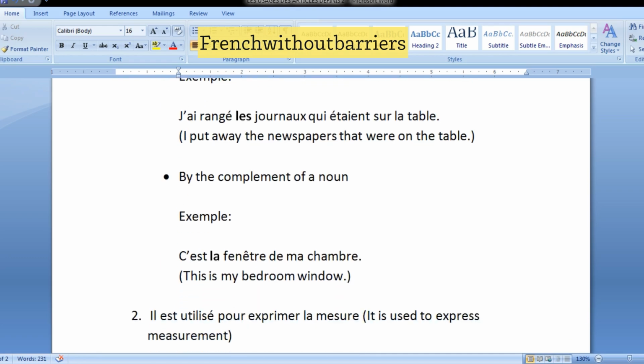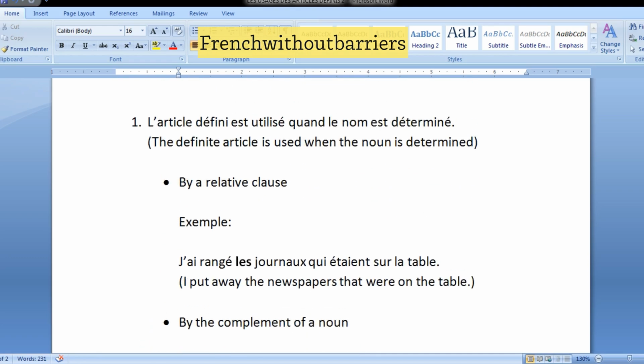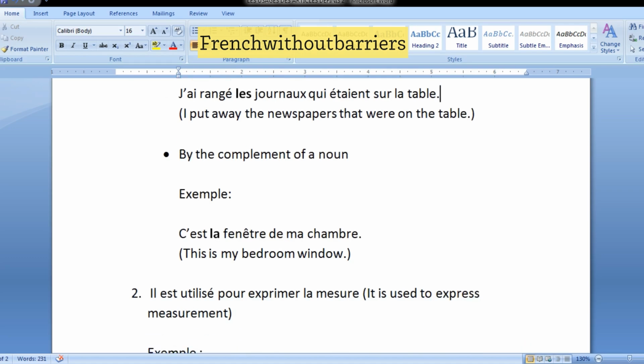Now moving forward, a noun can also be determined by a complement. Okay, let's see an example to understand better. C'est la fenêtre de ma chambre. Now guys, this is my bedroom window. It is a particular window that we are talking about here. It is the window of my bedroom, and that is why we are using the definite article la here, window being a feminine noun.